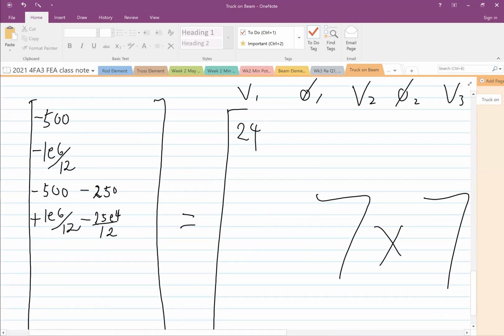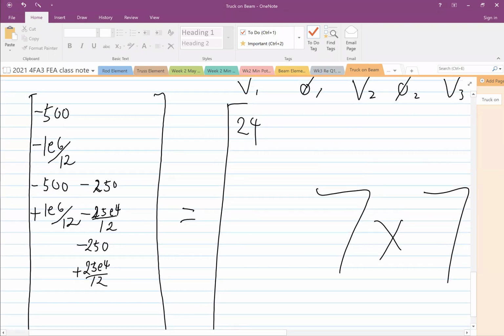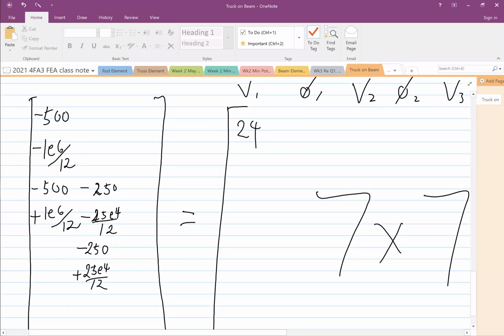Sorry guys, you should see better now. And then third term same as the first term, and the fourth term same as the second term, different sign, 25 e to the 4 divided by 12. Okay, and then we add the boundary conditions.